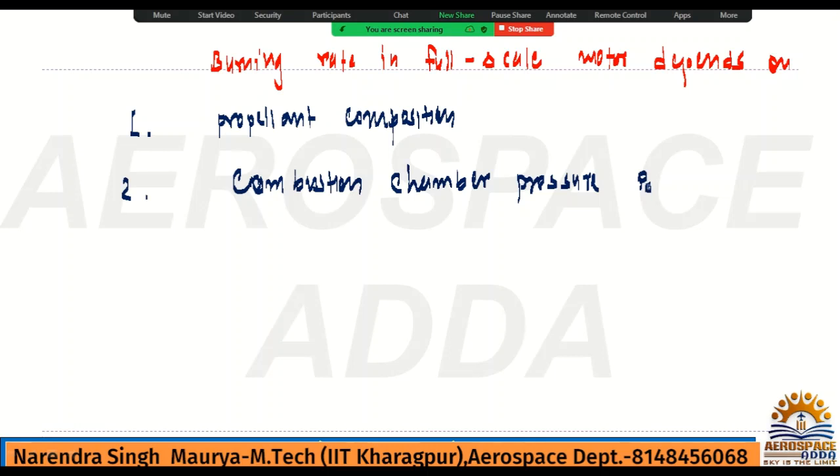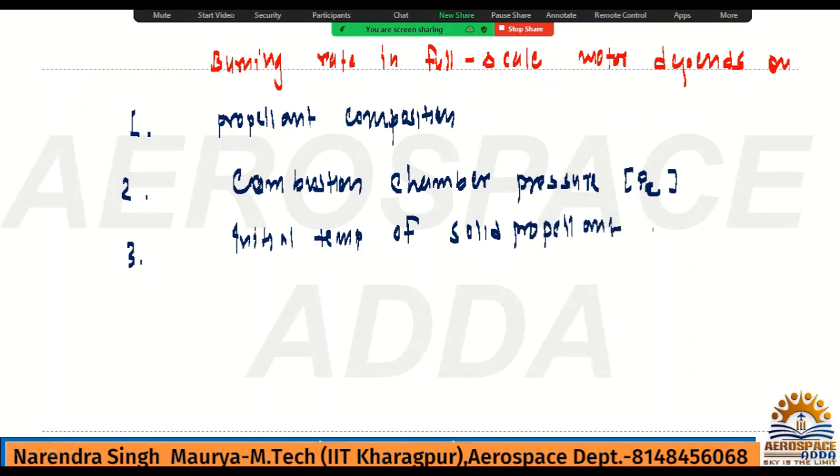Pressure PC. Okay, these points are all very important. Initial temperature of solid propellant prior to start, means before going to start, what is the initial temperature? That also affects the burning rate. Okay, that's the point.